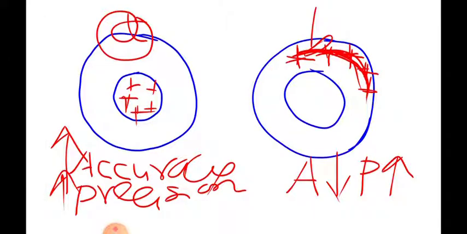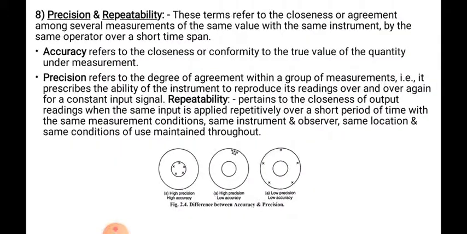Okay, so now we will go through the definition given over here. Precision refers to the closeness or agreement among several measurements of the same value with the same instrument by the same operator over a short time span. Accuracy refers to the closeness to the true value of the quantity under measurement. Now we are understanding accuracy and precision with the help of a measuring instrument.